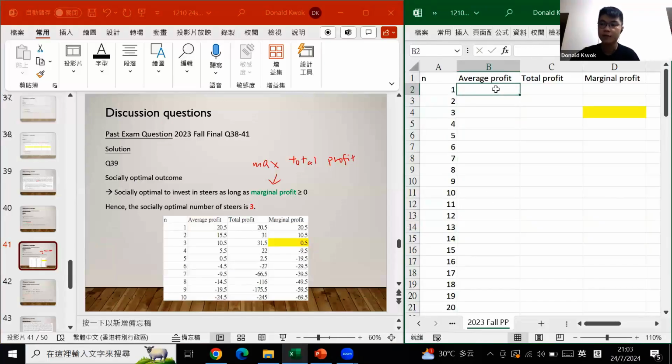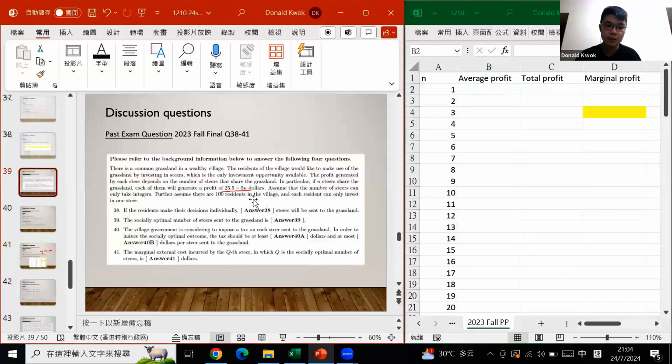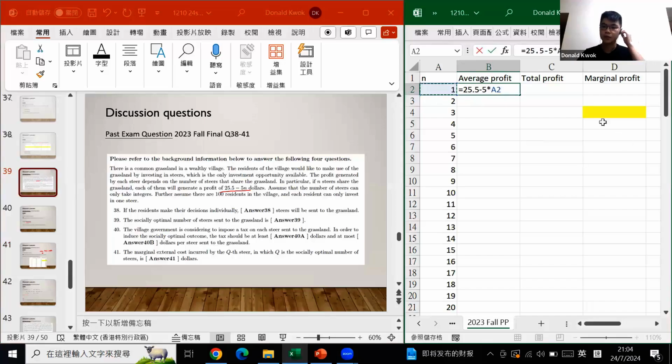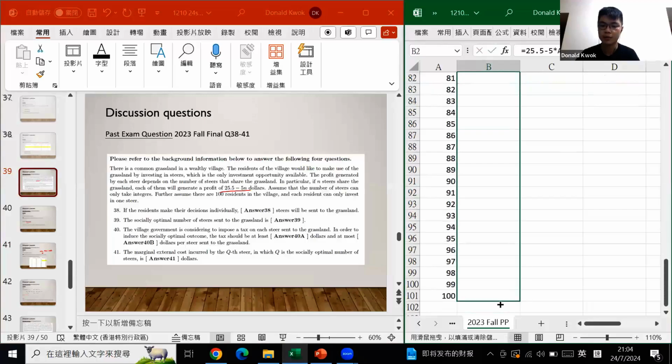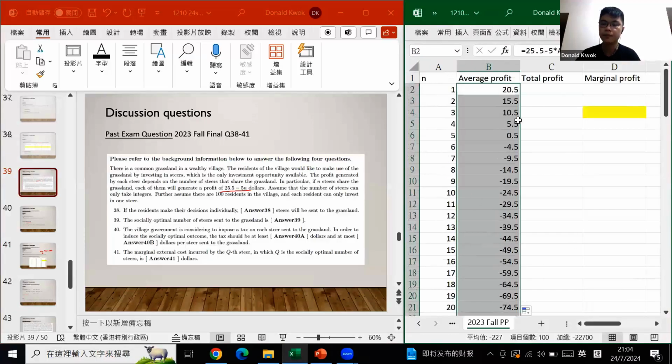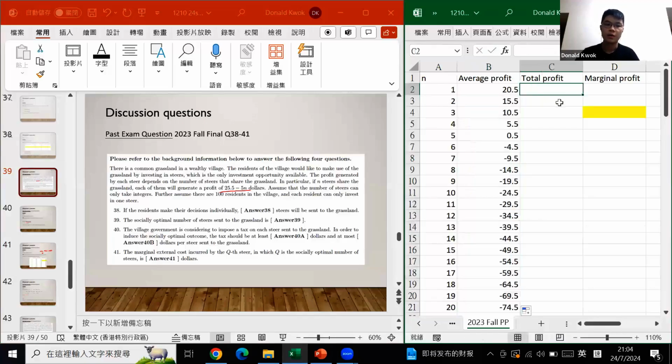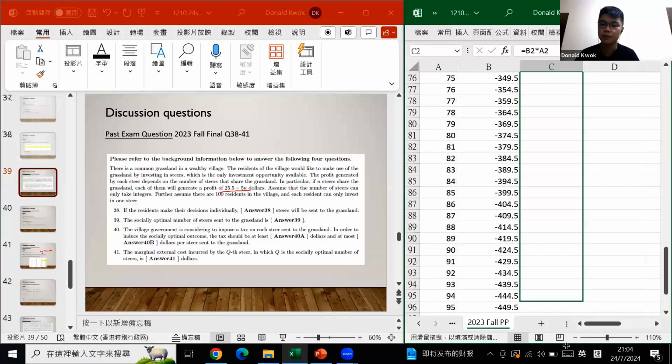And the next column, the average profit. So how can we find that? It can be found using the expression here, 25.5 minus 5n, multiplied by 1 for the first unit. And again, for the remaining units, we just use the shortcut key, Control plus D for down, to pull down to obtain the whole column. So there's the average profit. For the total profit, it will be the average profit multiplied by n. Again, we can just pull down to obtain the whole column.